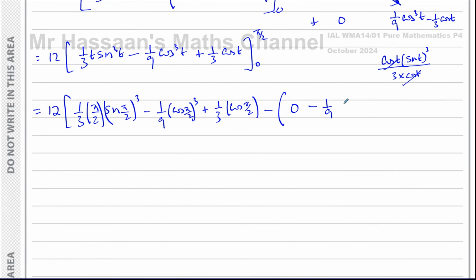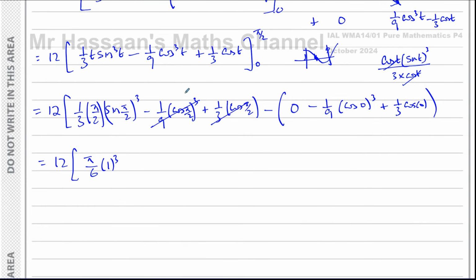This is 1 over 9 times the cosine of 0 cubed plus 1 over 3 times the cosine of 0. Now we know the cosine of 0 is 1. The cosine curve starts from there. And we know at 90 degrees, pi over 2, it's 0, right? So that's why these are going to become 0. So you've got 12, and you're going to have here a third times pi over 2, which is pi over 6. The sine of pi over 2 is 1, so this is going to be 1 cubed. This is going to be 0, this is going to be 0, because cosine of pi over 2 is 0.